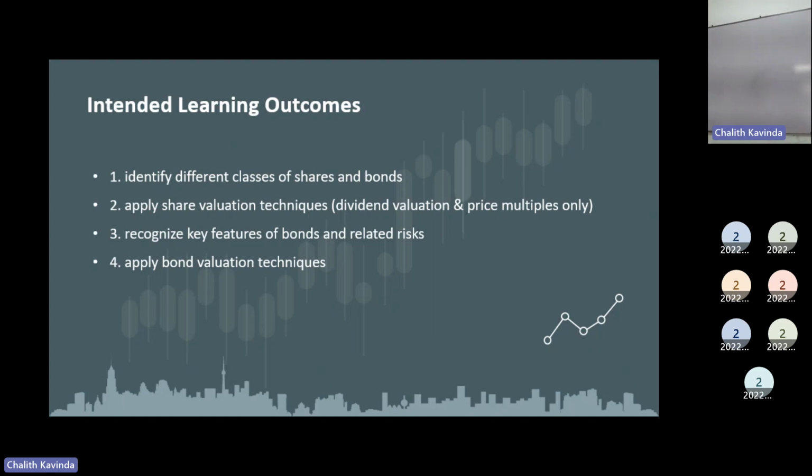We have other models too, but simply, we will look at the dividend valuation and price multiples. Then recognize the key features of bonds and related risk. Finally, apply the bond valuation techniques. So these are the things you are going to learn.